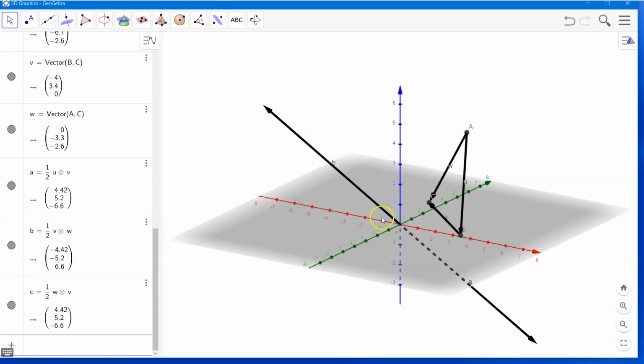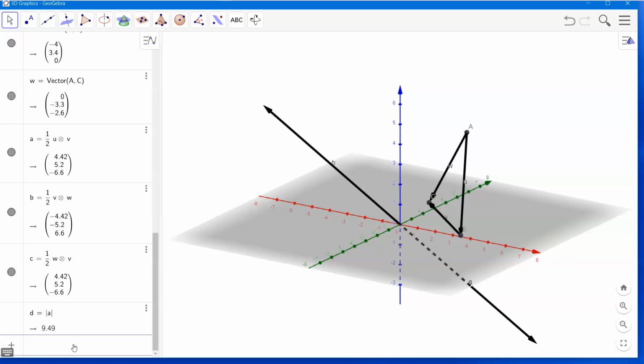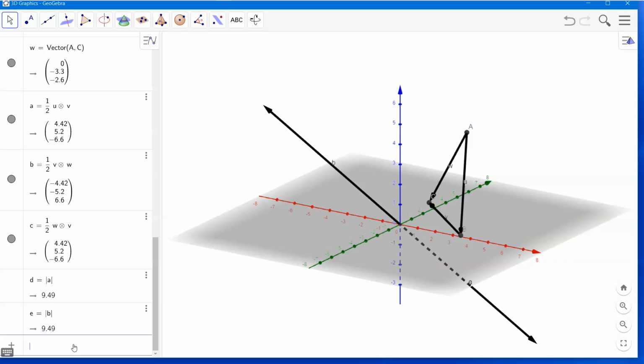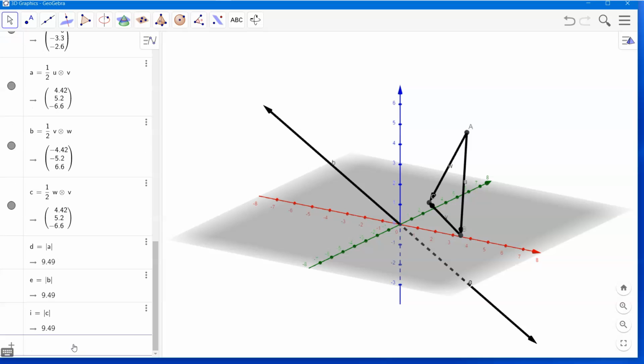See, the only difference is the direction. That is because we did w cross v. If we do v cross w, the point is this positive or negative doesn't matter to us. So what do we do? We take the magnitude of A or magnitude of B or magnitude of C. In all the three cases, it comes to 9.49. So the negative sign disappears. So 9.49 square units is the area of the triangle.